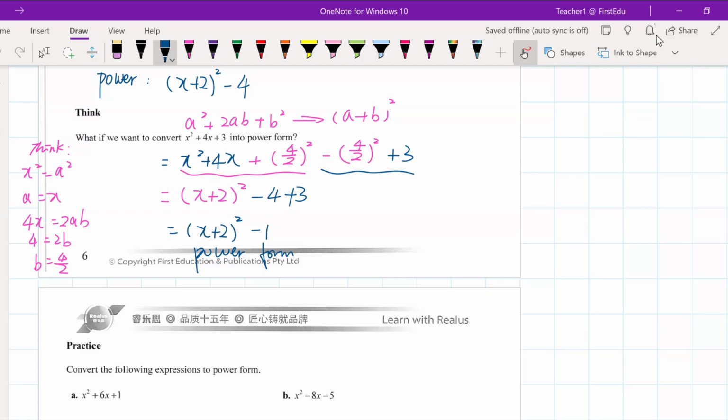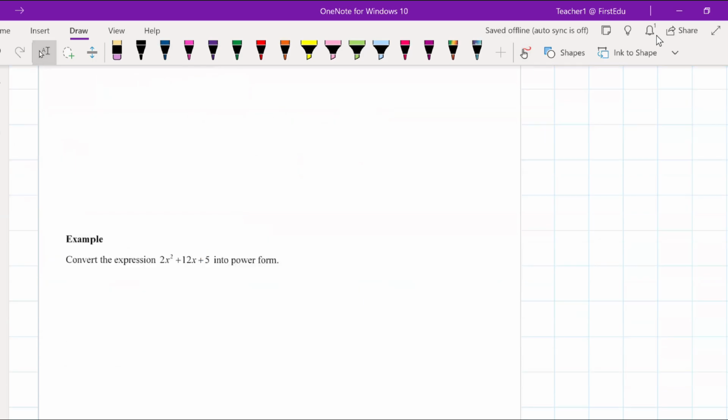I'll just keep going on that, yeah. So if you have finished practice question A and B, you can keep going with the next one. So this one, what you need to do is divide it by 2 first, okay? There are a couple more at the back.